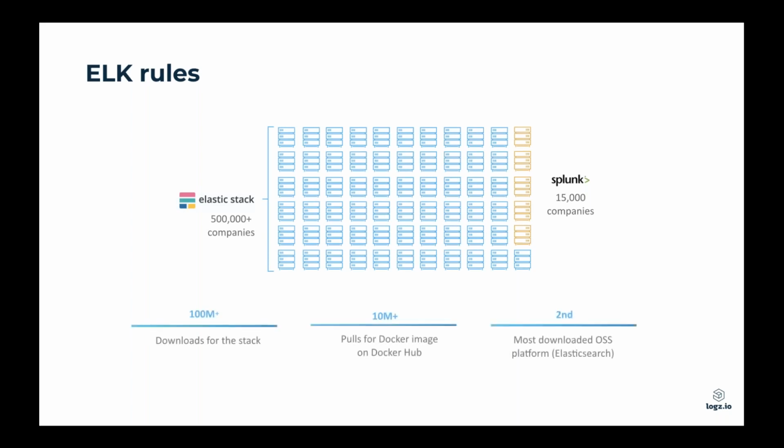Some interesting stats here. So the different components in the stack have been downloaded over 100 million times since around 2005. Maybe more interestingly, Elasticsearch is the second most downloaded open source platform out there, second only to the Linux kernel, believe it or not. And we're talking about millions of pulls, of course, from the Docker Hub. So interesting stats by any account.